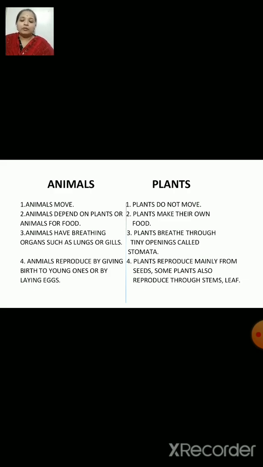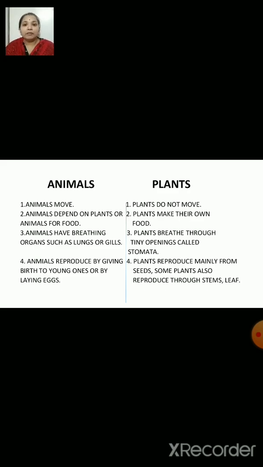Now, both plants and animals require their food, but animals depend on plants for their food. Plants can make their own food by a process called photosynthesis with the help of sunlight, water, and air.